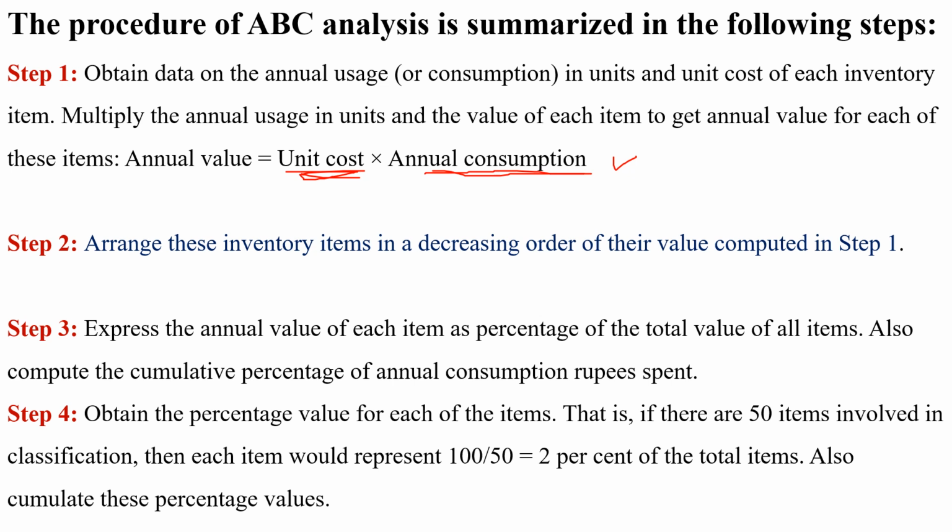Next, in the fourth step, obtain the percentage value for each of the items. That is, if there are 50 items involved in the classification, then each item would represent 100 by 50, that is 2% of the total items. Also calculate these percentage values.